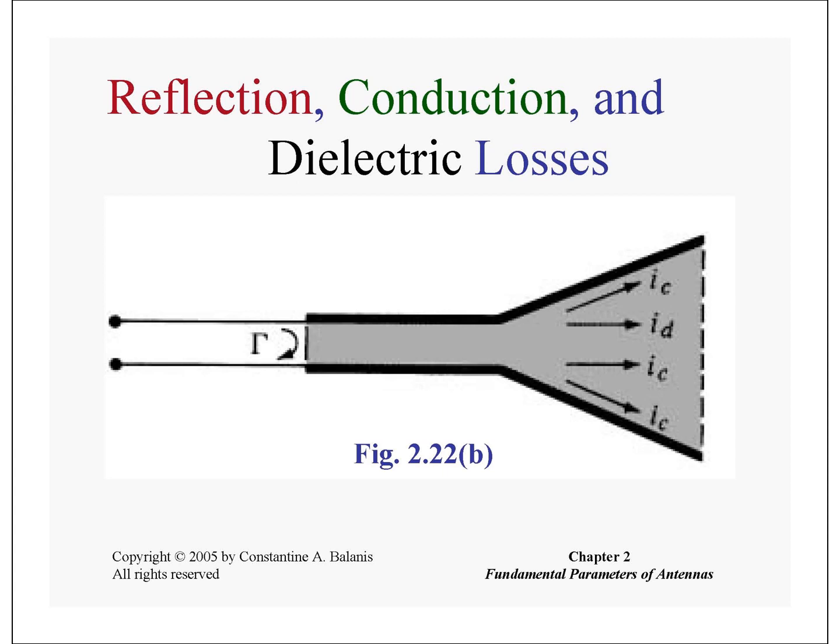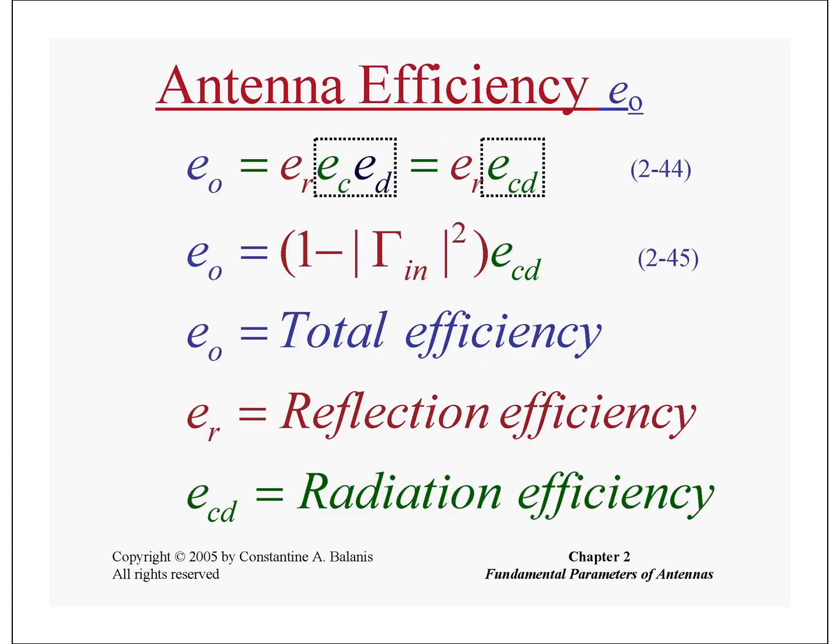And if the dielectrics is not perfect, or the metal conductors are not perfect, so antenna efficiency, the total efficiency, which is denoted by E naught, is the product of ER, EC and ED. EC and ED cannot be separated from each other because this is the efficiency due to conduction within the conductors, and that ED is the efficiency due to the dielectric, and they cannot be separated, so they are combined into one term, ECD. ECD is the radiation efficiency and ER is the reflection efficiency.